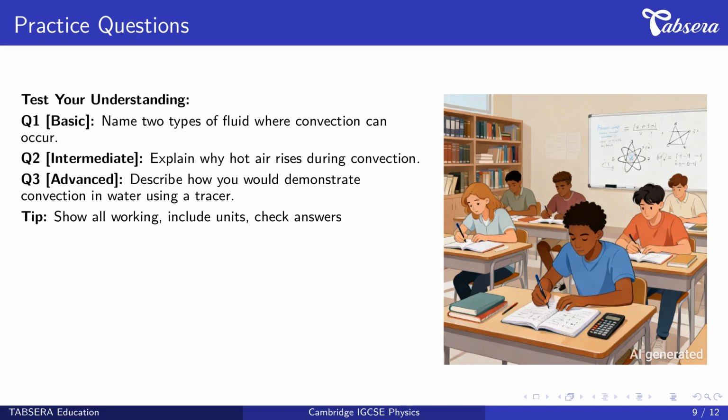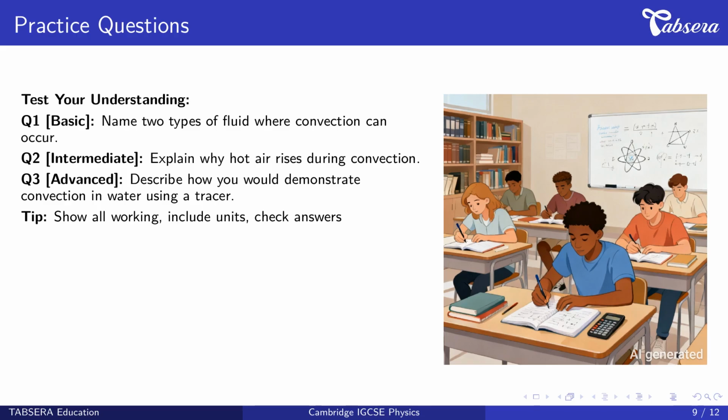Now practice what you've learned with these 3 questions. Question 1 is basic level. It asks, name 2 types of fluid where convection can occur. Think about the definition of fluid and the examples we've discussed. Question 2 is intermediate. It states, explain why hot air rises during convection. This requires you to apply the concepts of density and buoyancy we've learned.